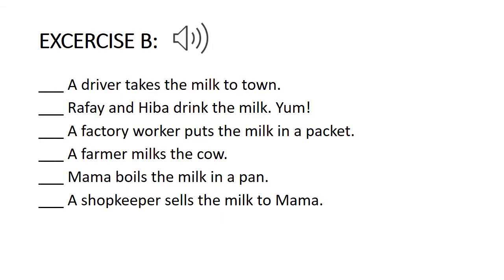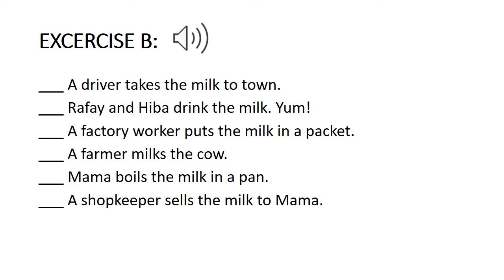Link 2.3, I will learn about people who bring us food. Exercise B. Number the sentences about the picture. Now here we have given some sentences and we have to number them and place them in order. The first sentence is a farmer milks the cow. One is written over here, so you don't have to write anything. This one is done for you. Now you have to do the other ones.